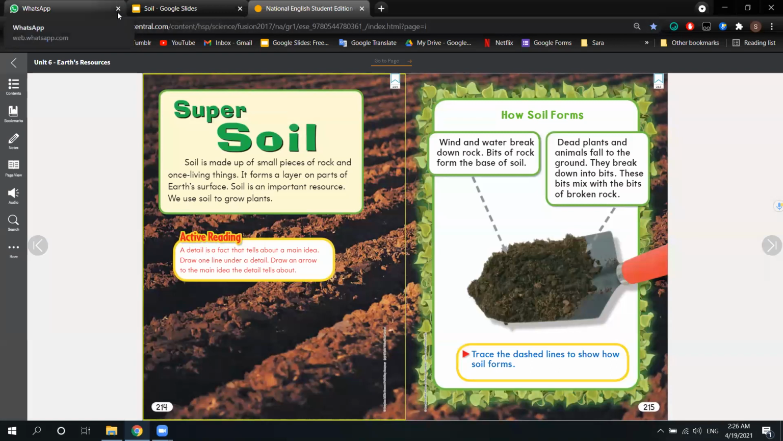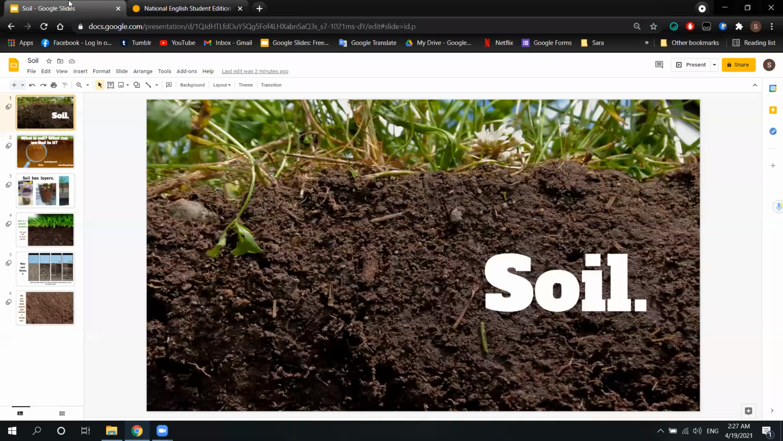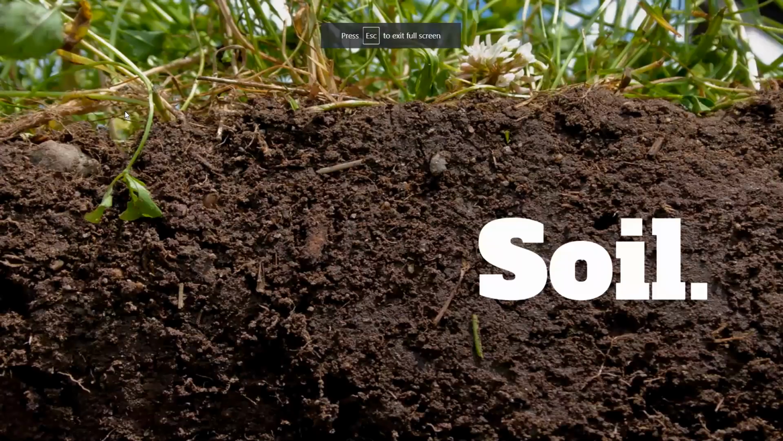So, do you think we can find rocks inside soil? Yes, of course we can find rocks inside soil, right? So now let us see the slides that I made for you in order to explain the things that we need to know about soil.